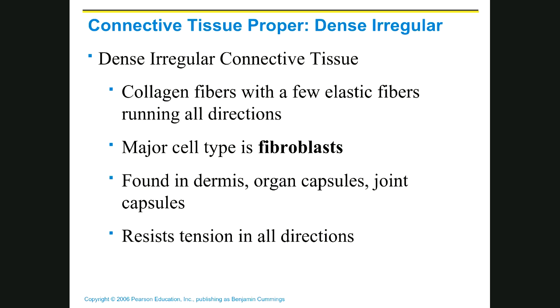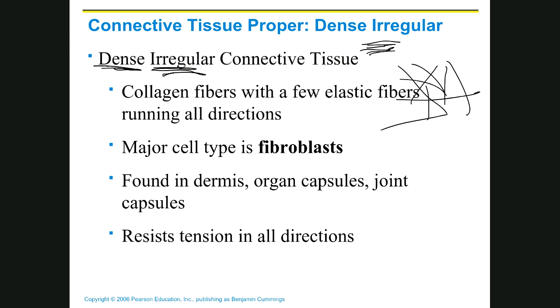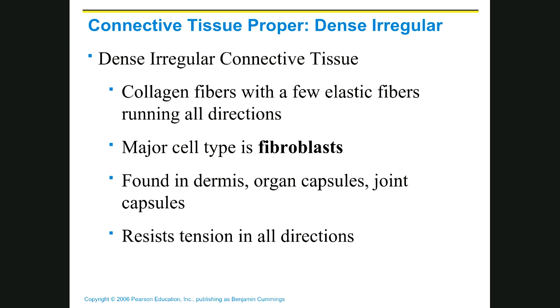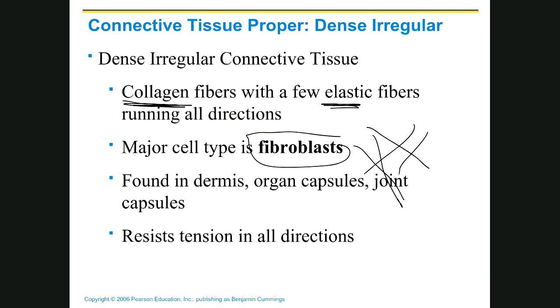Let's look at dense, irregular. So if regular meant that the fibers were all parallel, irregular is going to mean that the fibers are running every which way, and they do. So the fibers are just different. They're running in different patterns. But other than that, the tissue is pretty much the same. It's still fibroblast. It's still almost all collagen with a little bit of elastin. It's just now the fibers don't run in this pattern. They run every which way.